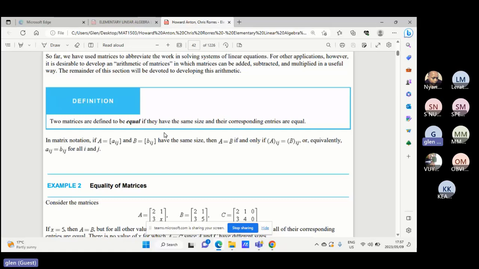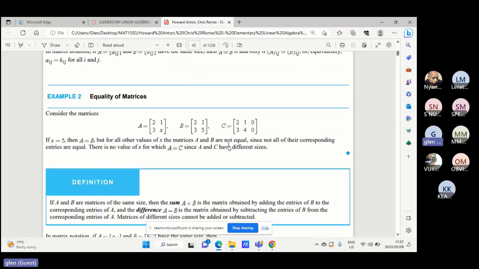That's my story about equality, addition, and subtraction. I don't want to confuse you by bringing in multiplication. I'll bring multiplication at a later stage.